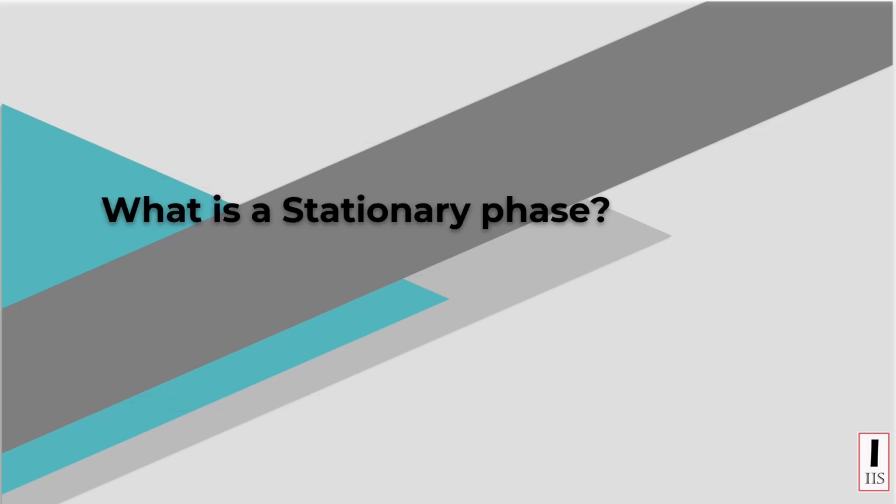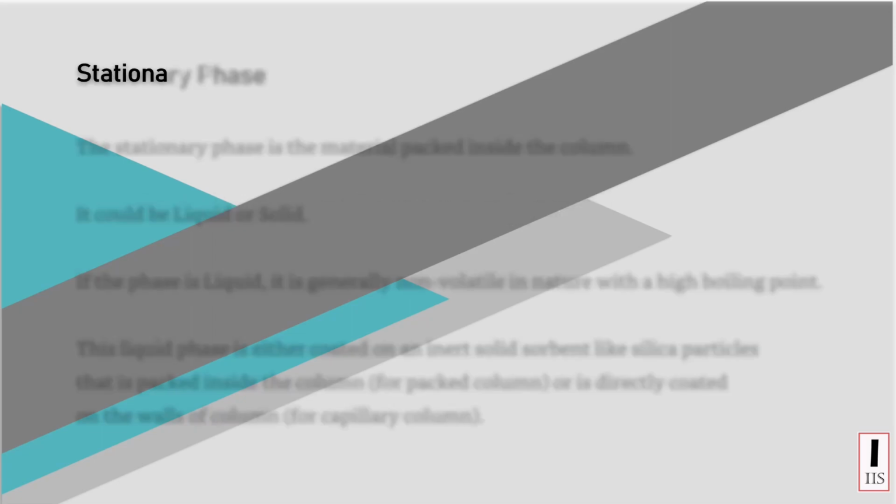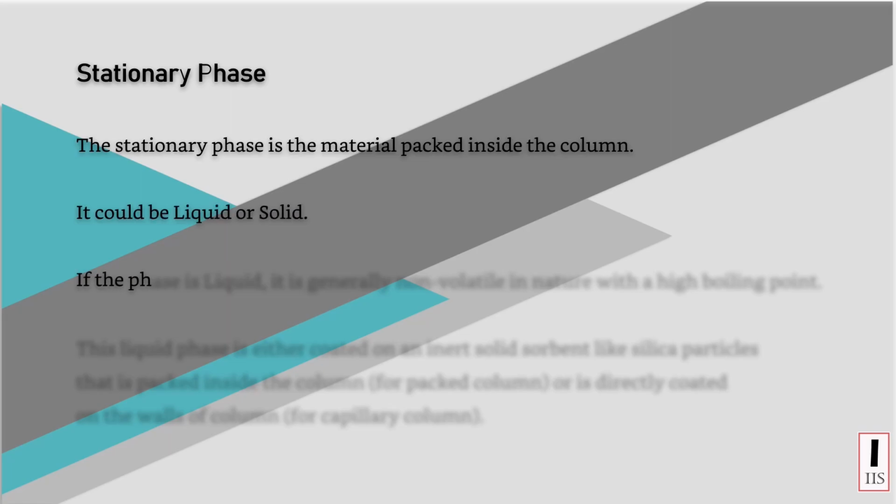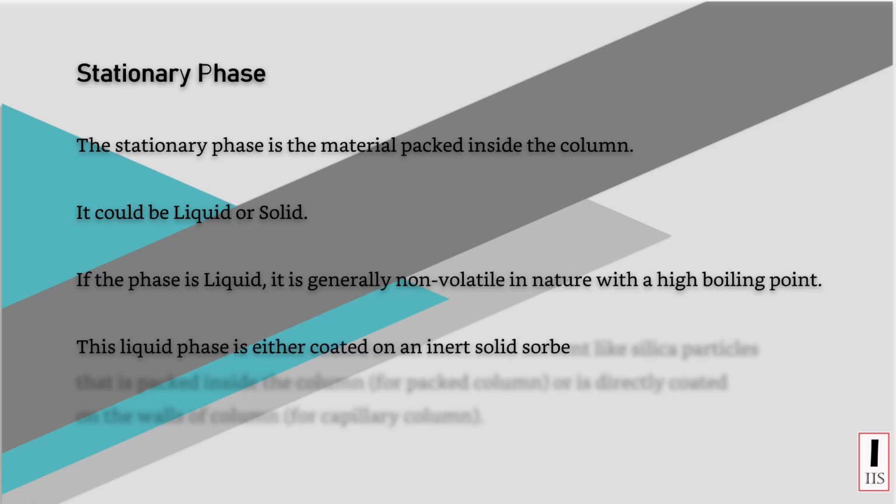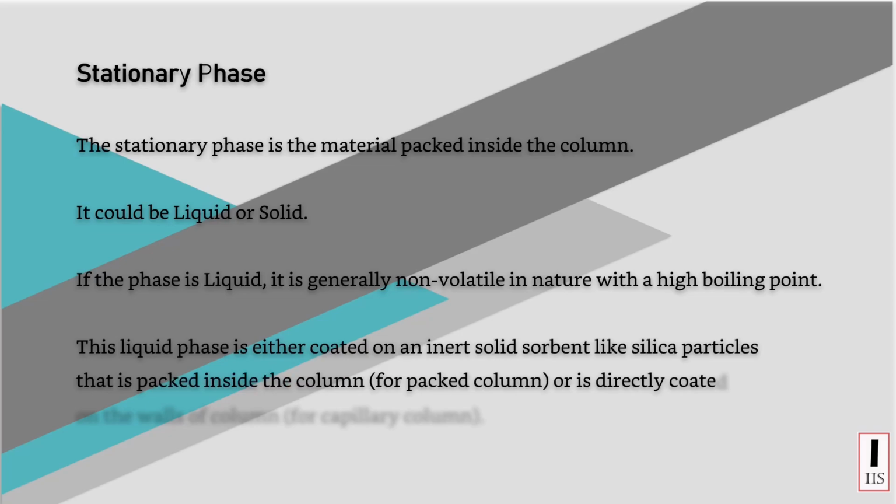What is a stationary phase? The stationary phase is the material packed inside the column. It could be liquid or solid. If the phase is liquid, it is generally non-volatile in nature with a high boiling point. This liquid phase is either coated on an inert solid sorbent like silica particles that is packed inside the column, for packed column, or is directly coated on the walls of column, for capillary column.